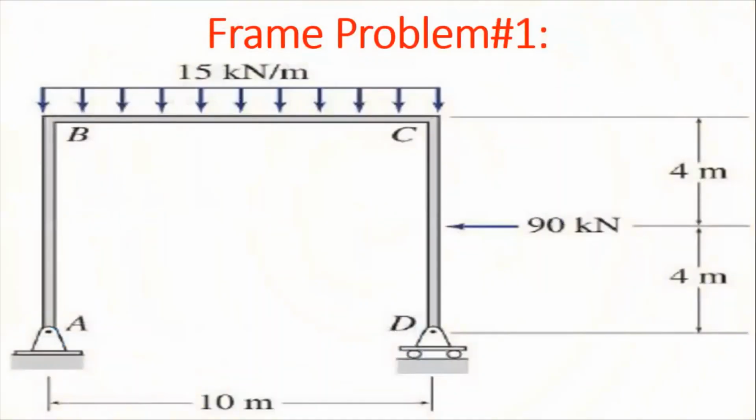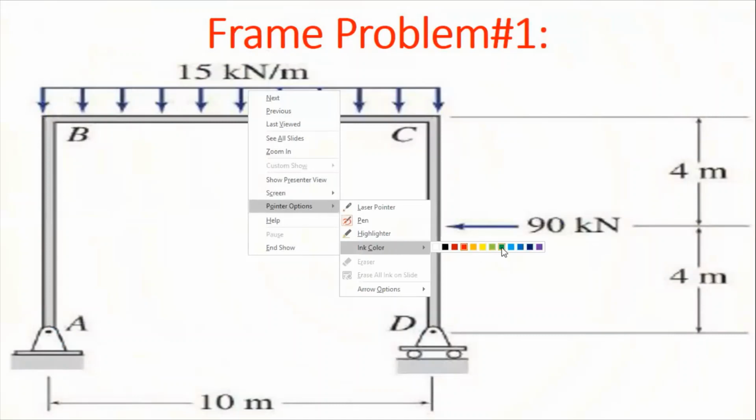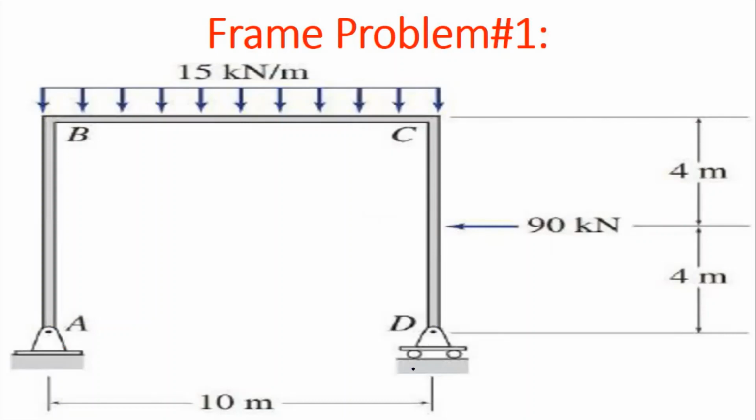So this is the frame numerical. It's very difficult? No, not at all. It's not difficult. So what we have to do over here, let me select any color. For example, I'm taking purple color over here. It is a roller, so it will be dy, and this is a hinge support. So we have two supports here, that is ay, and this will be ax.